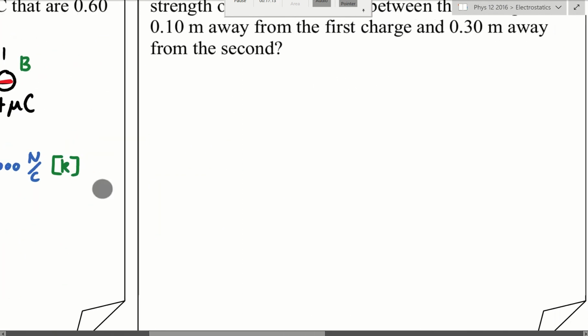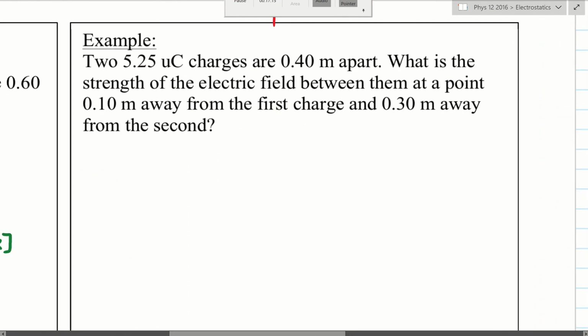Okay, so now let's try another example. Example 2. So two charges, this time they're both positive. Okay, so they're both positive. And so positive charge number 1, positive charge number 2, they are 0.4 meters apart. And they're both 5.25 microcoulomb. So that is exactly the same.